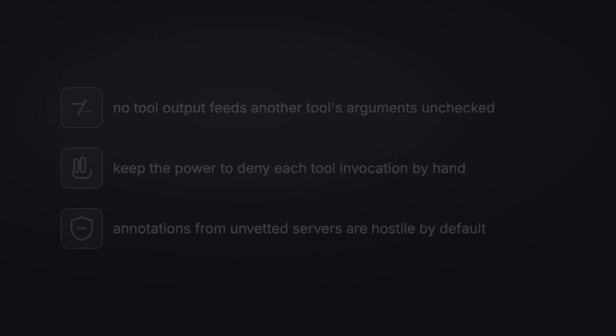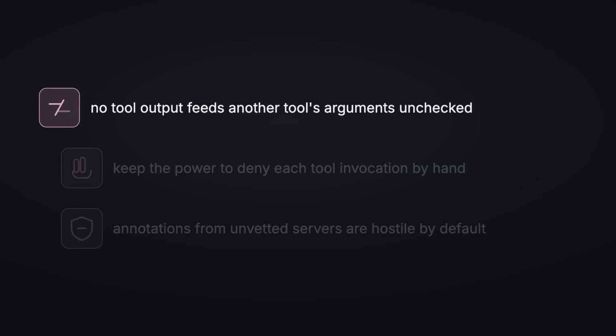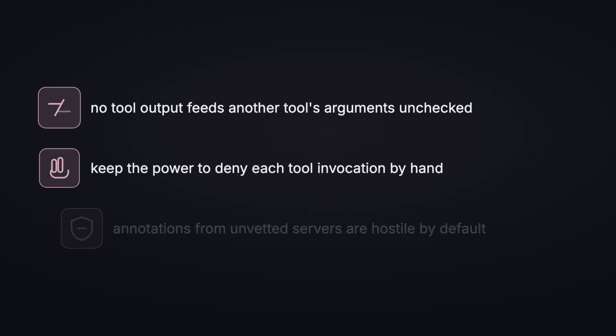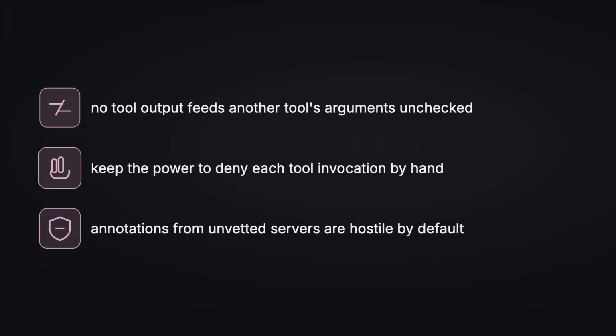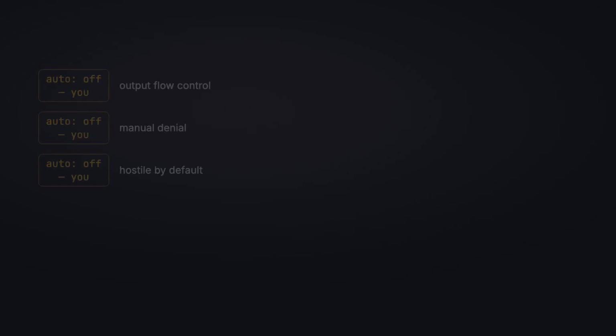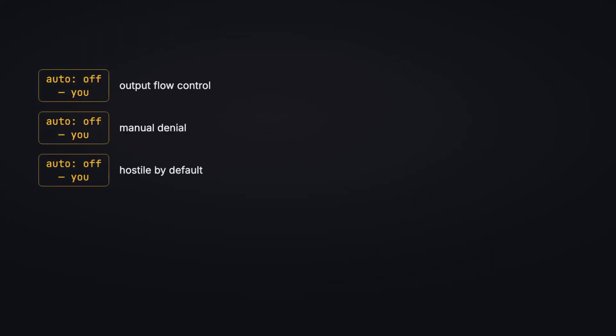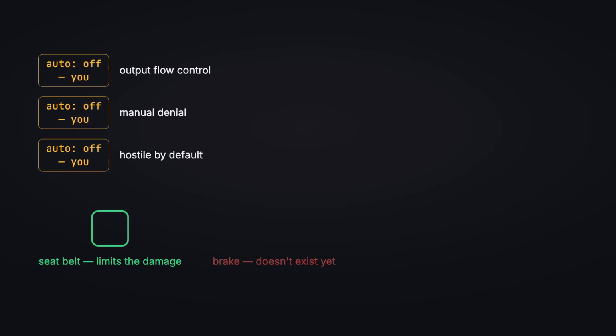In the meantime, their recommendations come down to 3 moves. Stop values coming out of one tool from feeding another tool's arguments unchecked, keep the ability to deny each tool invocation by hand, and treat any annotation from an unvetted server as hostile by default. None of the 3 is automatic today. You apply them, or nobody does. So treat everything Cloudflare ships here as seatbelts, not brakes. It limits the damage, it doesn't prevent the collision.